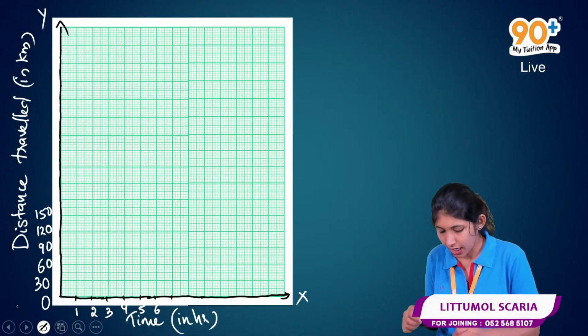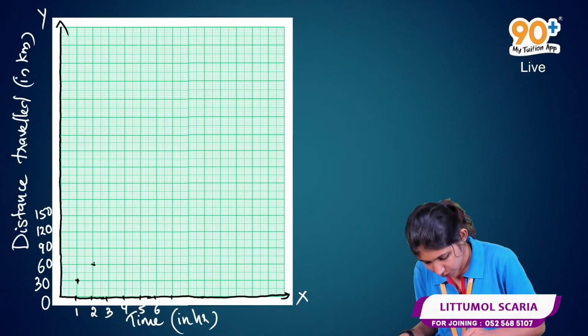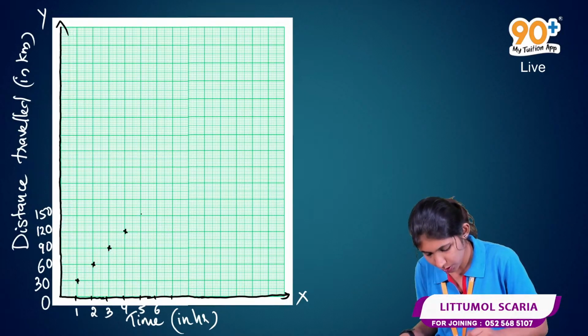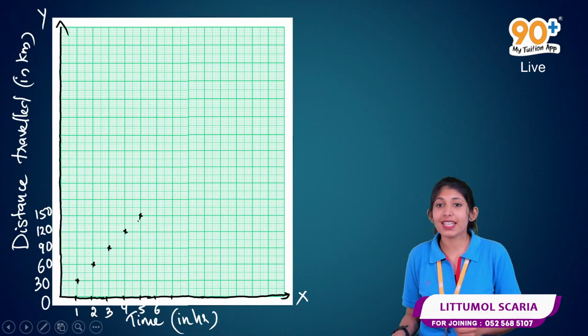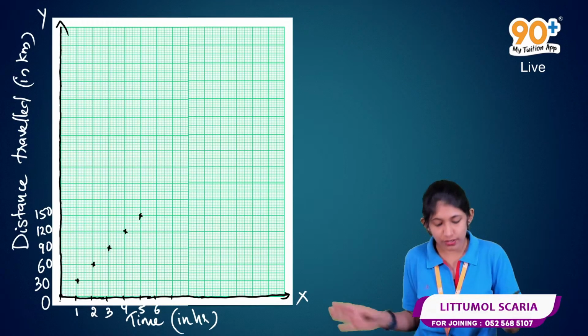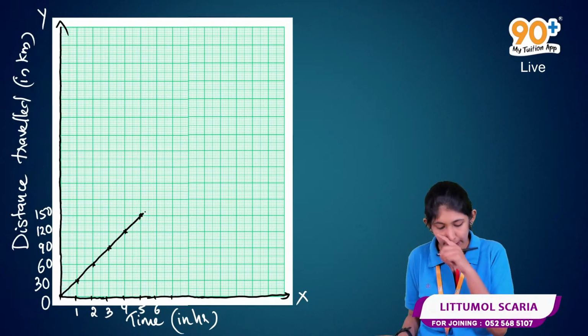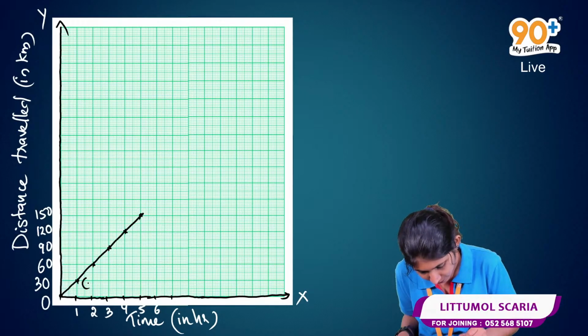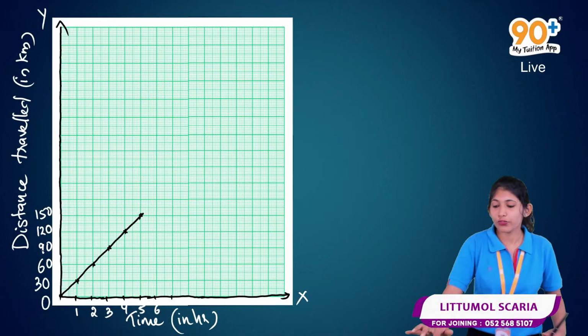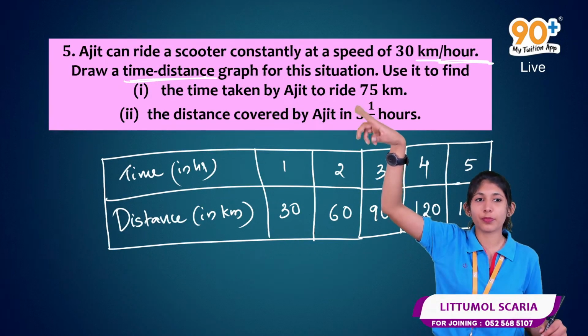Okay, now time for plotting. 1 hour, 30, 60, 90, 120, 150. You can stop there. 0. If the time is 0 hours, 0 distance covered. So yes, it is a linear graph. Also plot the points as well. See, it's better that you don't plot the points, because from this graph you are supposed to find 2 values.